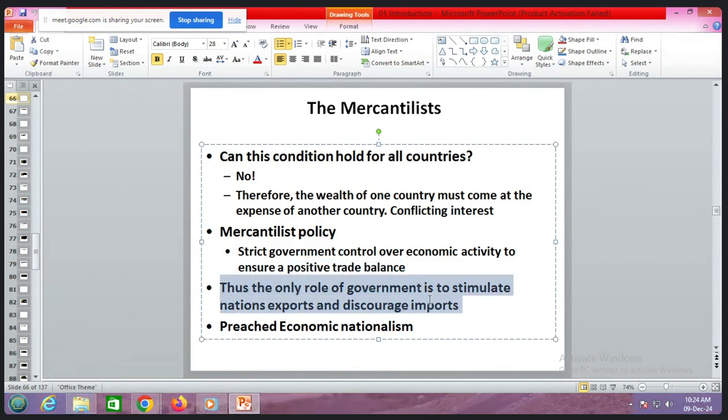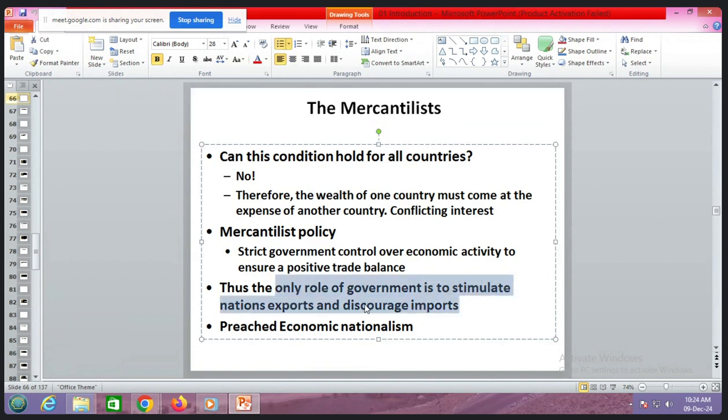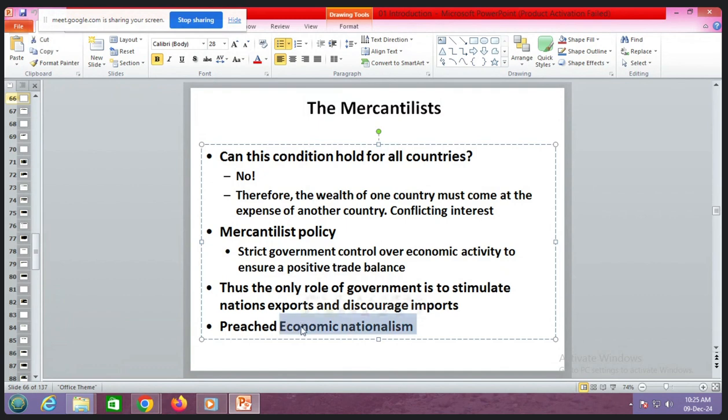So what was the only role the government was supposed to have according to the mercantilist theory? It wanted to stimulate exports and discourage imports. So there was this preaching of economic nationalism. Can you think of the recent Indian policy which is similar to this economic nationalism?